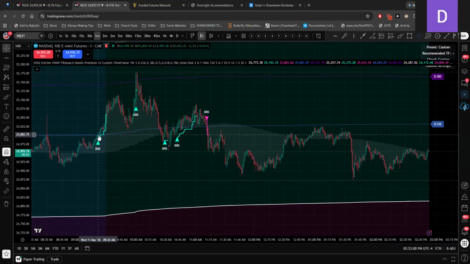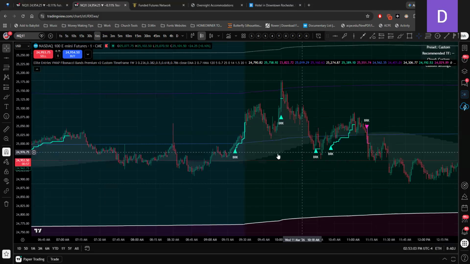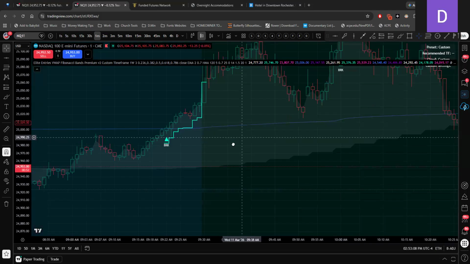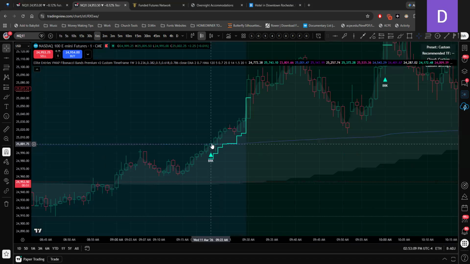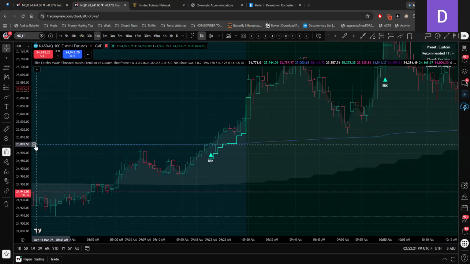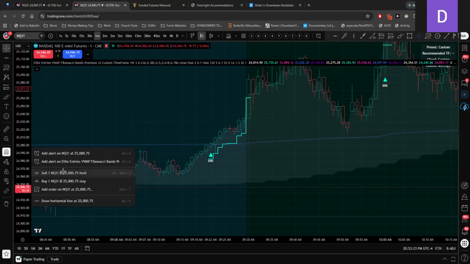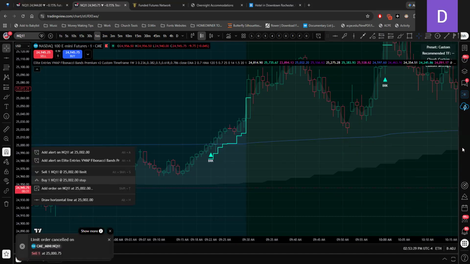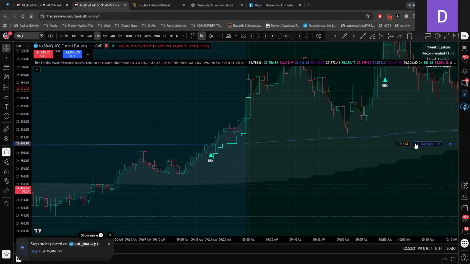Entry, that's a perfect entry. Look at where the line stops. Entry. So immediately I'm placing a buy limit order. You get filled on this candle because price pushes back down. So buy limit order right there.